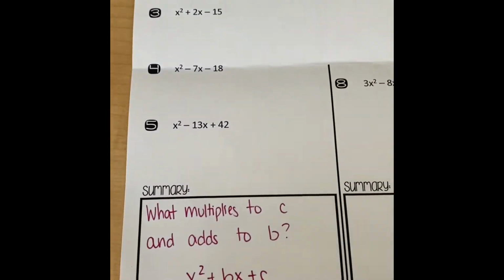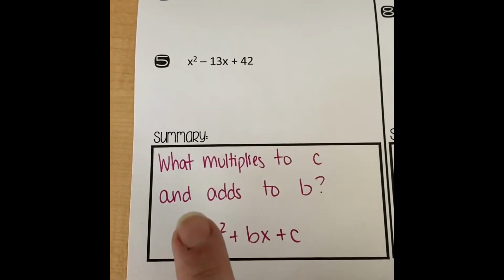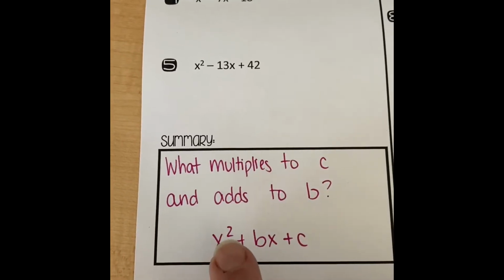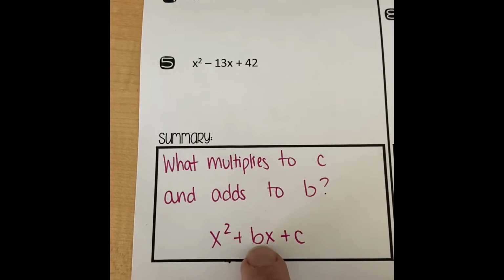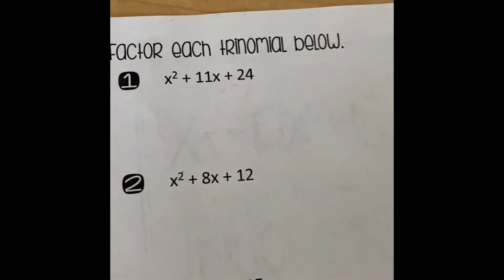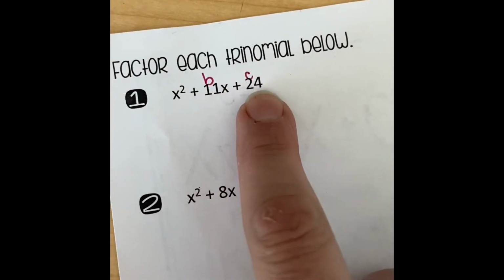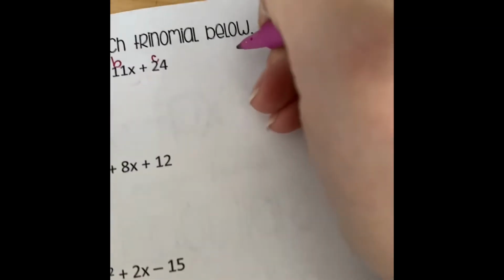So looking on just the left side, on their summary, I want you to write in the question, what multiplies to c and adds to b? And remember, we're talking about this b from ax squared plus bx plus c, so this b and this c. So if we look up at example 1, okay, our b is the 11, our c is the 12. And our question is, what multiplies then to 24 and adds to 11? Okay, so our c is 24, our b is 11.